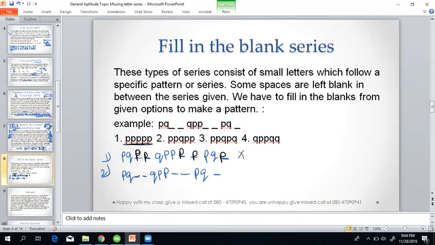So let's try the second. P, P, then Q, then P, and then P. Let's see if there is a pattern. PQP, PQP, PQP, PQP. You can see that there is a pattern: PQP, PQP, PQP. So there is a pattern. Okay, so option 2 is our correct answer.